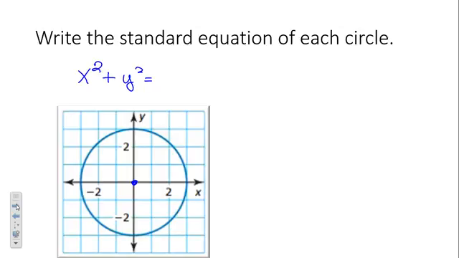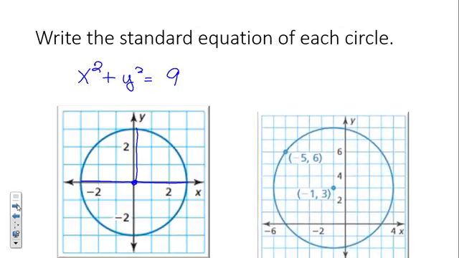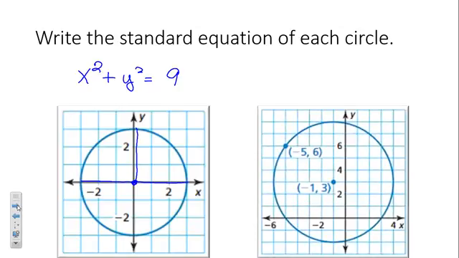And how long is this radius? A total of 3. So what goes on the other side of the equation? 3 squared, which is 9. Okay? How about this one? That's the answer. It was 9 because the radius was 3. When we square 3, we get 9. Okay? So from the center, how far out do we go? Oh, okay. So that's your radius.